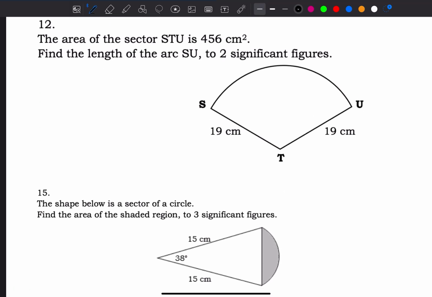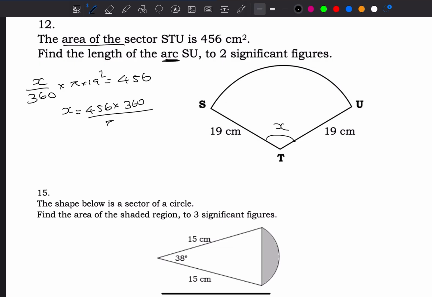Okay, they gave you the area, they want the arc length. So first I need to work out this angle x. We'll work it out. x over 360 for the area, isn't it? Area, you know that. So pi times 19 squared equals 456. x is equal to 456 times 360 divided by pi times 19 squared. We will work out what x is.